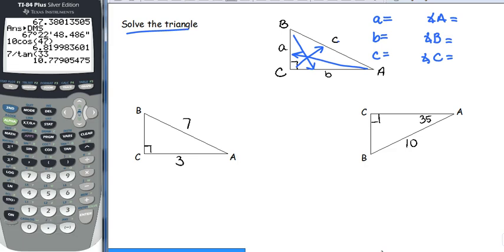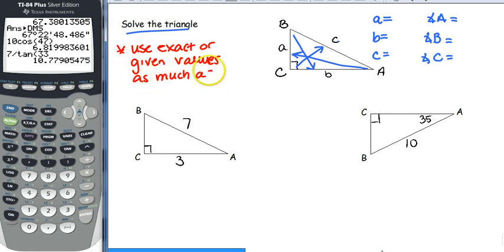And when you are solving for a whole triangle, you always want to use exact or given values when possible. Sometimes it's not possible, but use exact or given values as much as possible. When you round, you lose a little bit of the integrity of the number. So if you are using a rounded number to round, to round, to round, by the end your number is going to be pretty far off.